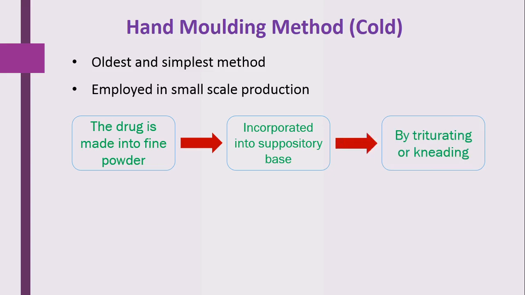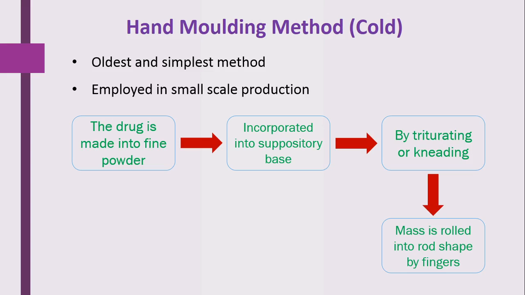So by using the mortar and pestle or by using the planetary mixer, after that you will get the mass, that is the mixture of the drug and the suppository base. After that, that particular mass is rolled into a rod shape by using the fingers or by using the hand. Then these rods are cut into pieces as per the requirement.